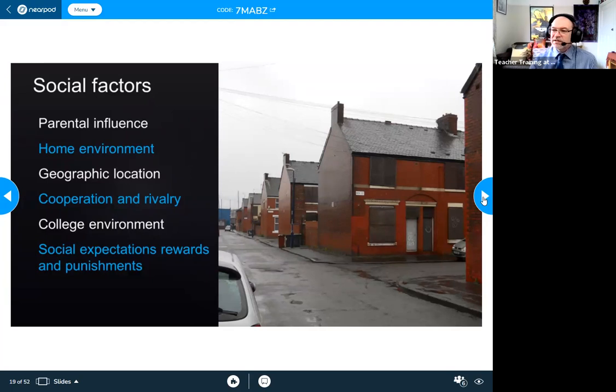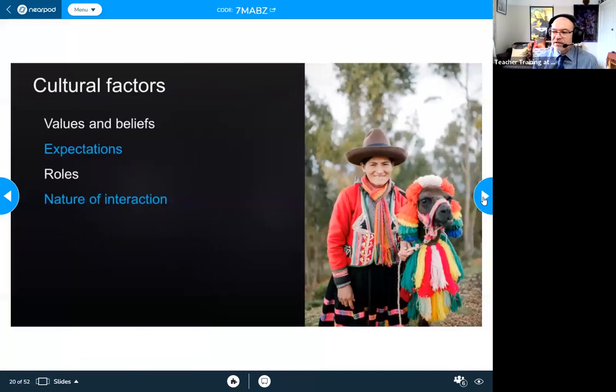So social factors, and then lastly cultural factors, which is what we're going to drill down a little bit more deeply on. Again, if you need to come back to these, the slides are on OneFile resources.